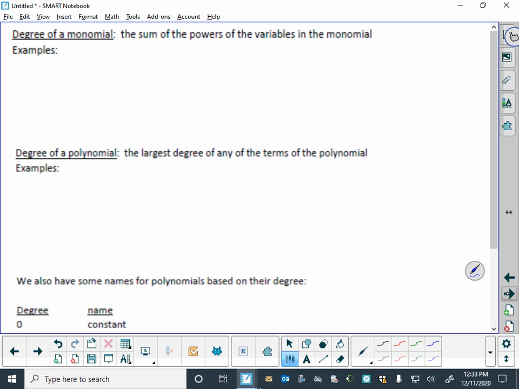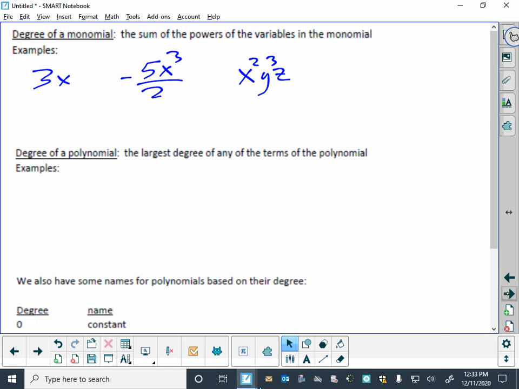Let's try a few here. I'm going to put a 3x. I'm going to put a 5x cubed over 2. I'll make it negative. Let's put an x squared y cubed z. And I think that's probably enough. So following this definition, the sum of the powers of the variables in the monomial. Well, let's put one more up there. Let's just put a pi.